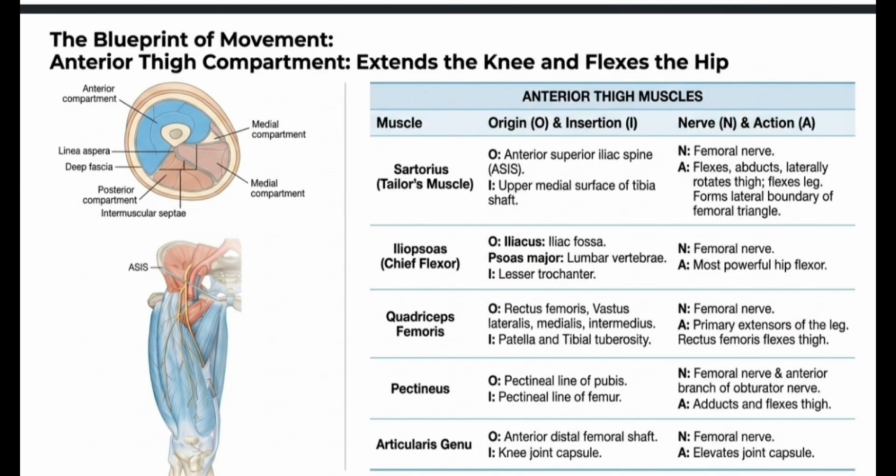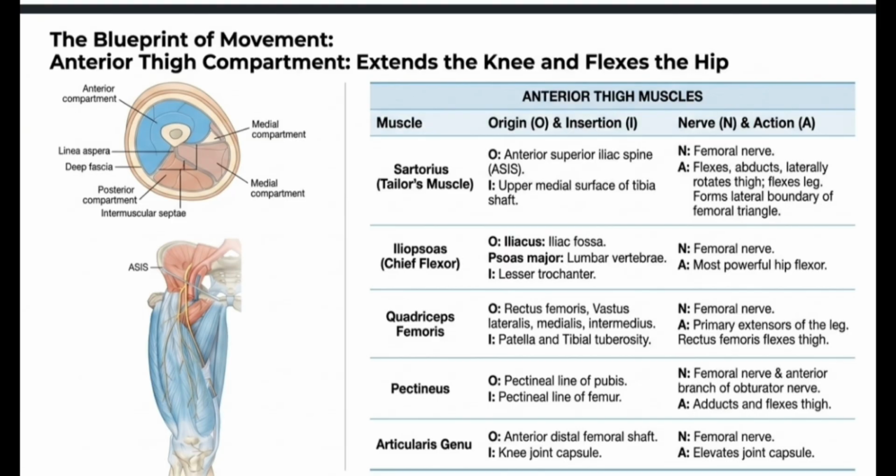Moving distally down the limb, we explore the anterior thigh compartment, characterized by its dominant functions, knee extension and hip flexion. This entire operational unit is under the neurological governance of the femoral nerve. Key components include the sartorius, the longest muscle in the body, which uniquely crosses two joints to flex, abduct, and laterally rotate the hip while flexing the knee.